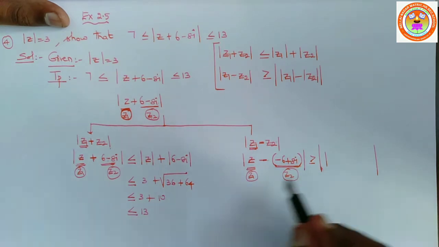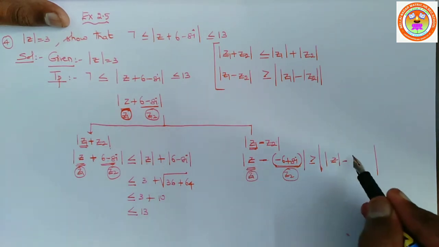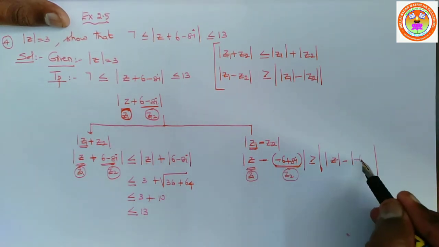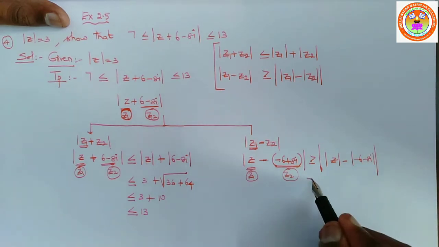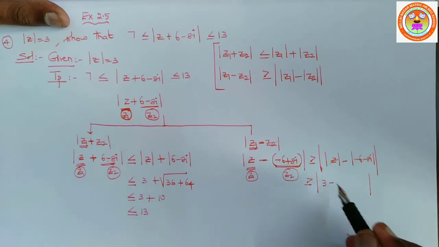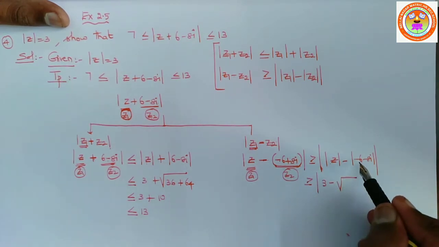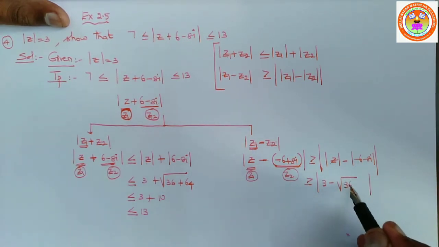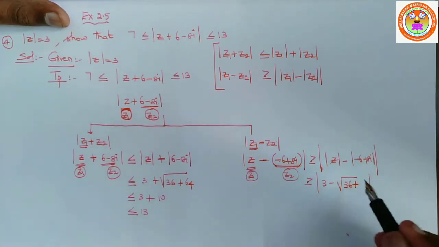Whole modulus of z minus minus 6 minus 8i, greater or equal to whole modulus. What is modulus of z? 3 minus square root of real square, which is minus 6. Minus 6 the whole square is 36. Real square plus, minus 6 plus 18. Imaginary square, 8 the whole square, 64.